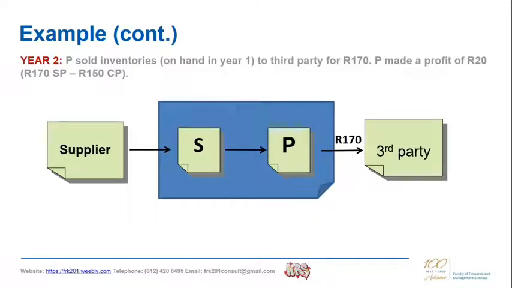Year 2. P sold the same inventories that was on hand at the end of year 1 to a third party outside the group for 170 Rand. P therefore made a profit of 20 Rand. The cost price of the inventories for P was 150 Rand and the selling price is 170 Rand.